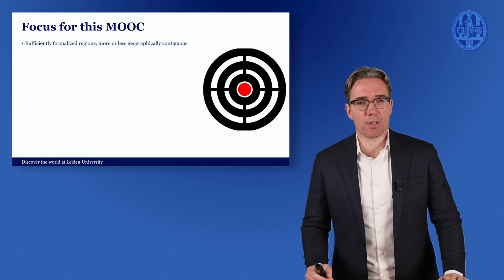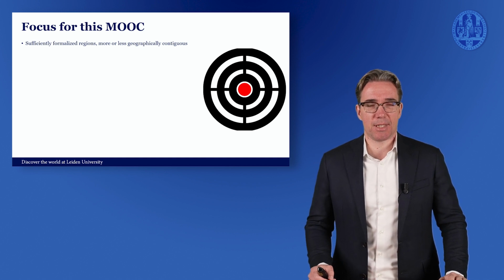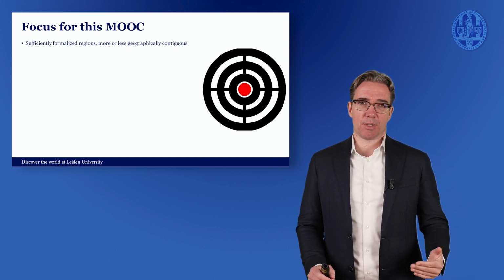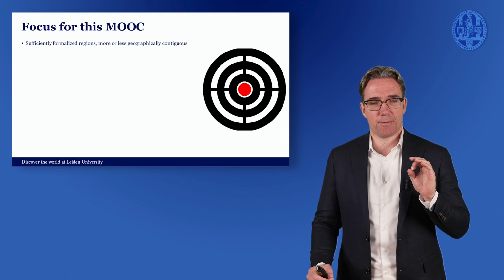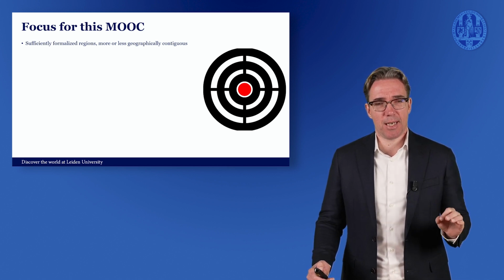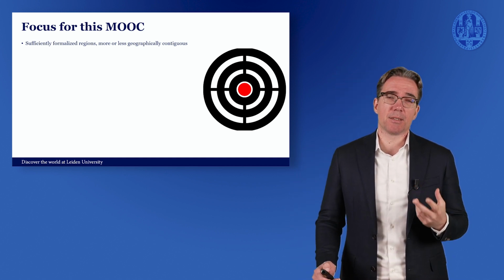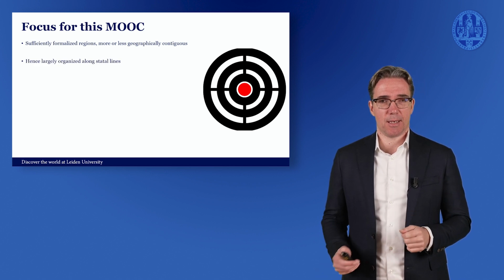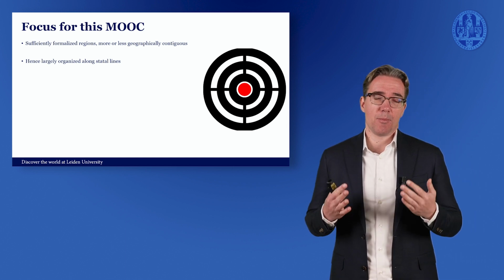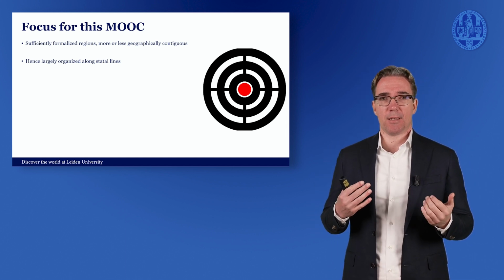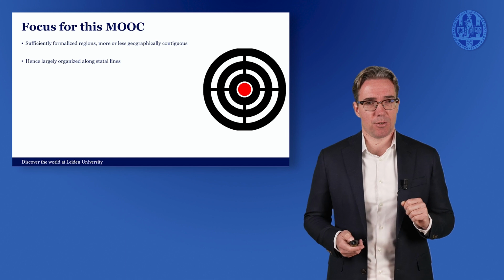Well, for this MOOC, how do we deal with all these complexities and choices and concepts? Well, we focus on sufficiently formalized regions. So we focus on regionalism and not regionalization as such. We try to take on board insights from broader regionalization studies, but the focus is on formalized regions and therefore also state-led regions. We also focus on areas that are more or less geographically contiguous because this is where most of the formalized entities and regions are. That means that we stick to those statal lines, but as said before, we're very aware of the normative assumptions, challenges, and possible risks this entails, and so should you.